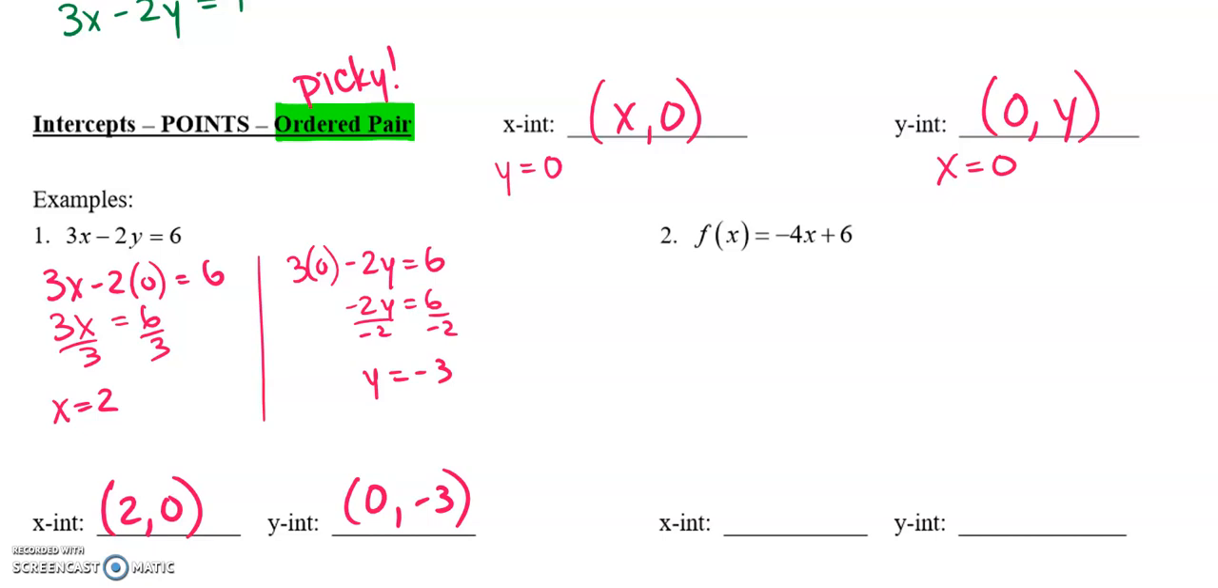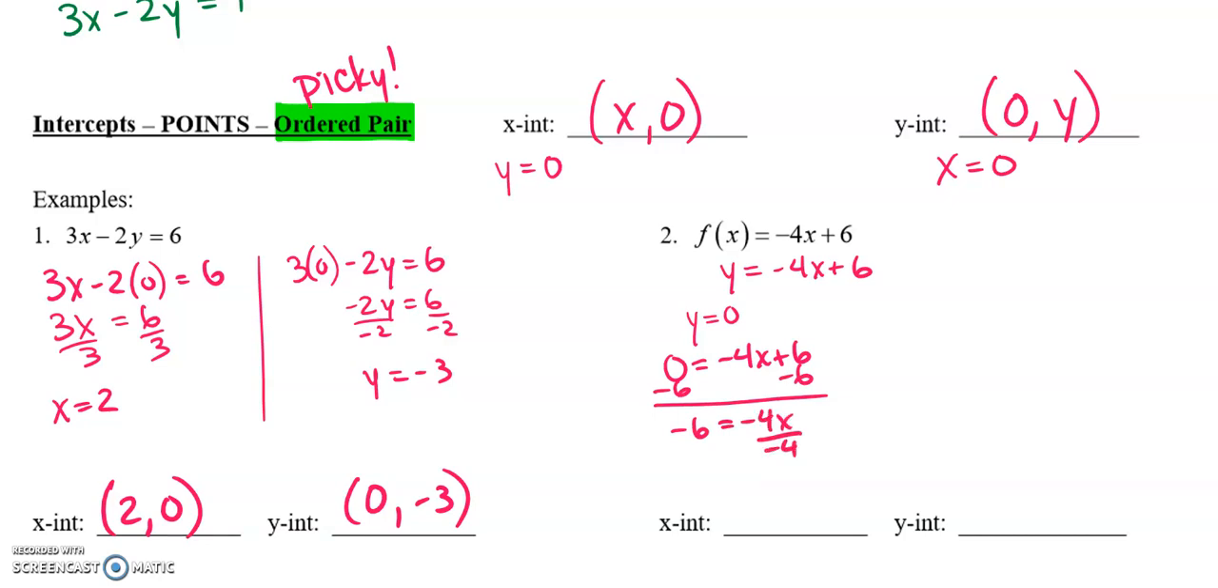We look at number 2, we have this written in function notation. So you may want to think about it in terms of the relation notation where y equals negative 4x plus 6. First thing we want to do is replace our y with 0 to find the x-intercept. So that'll be 0 equals negative 4x plus 6. Subtract 6 from both sides. That gives us negative 6 equals negative 4x. Divide both sides by negative 4. We get x equals, simplify that, 3 halves. So our x-intercept then is 3 halves comma 0.